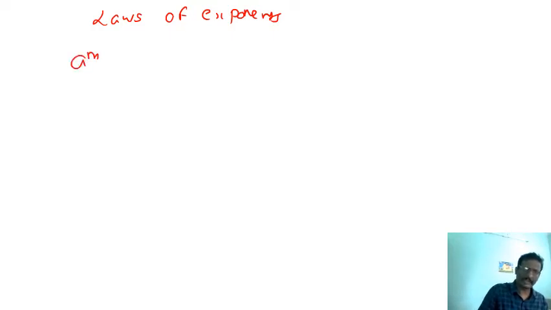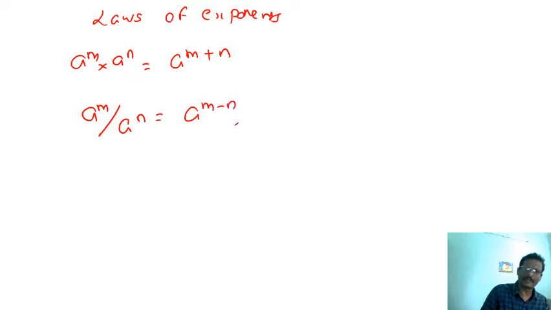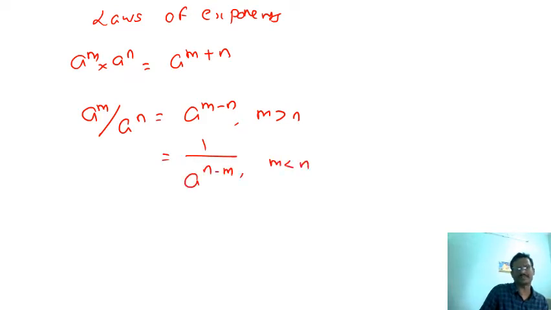First one is a raised to m into a raised to n is equal to a raised to m plus n. And the second one is a raised to m divided by a raised to n is equal to a raised to m minus n if m greater than n, or 1 by a raised to n minus m if m less than n. Next one is a raised to m the whole raised to n. What is it? A raised to mn.